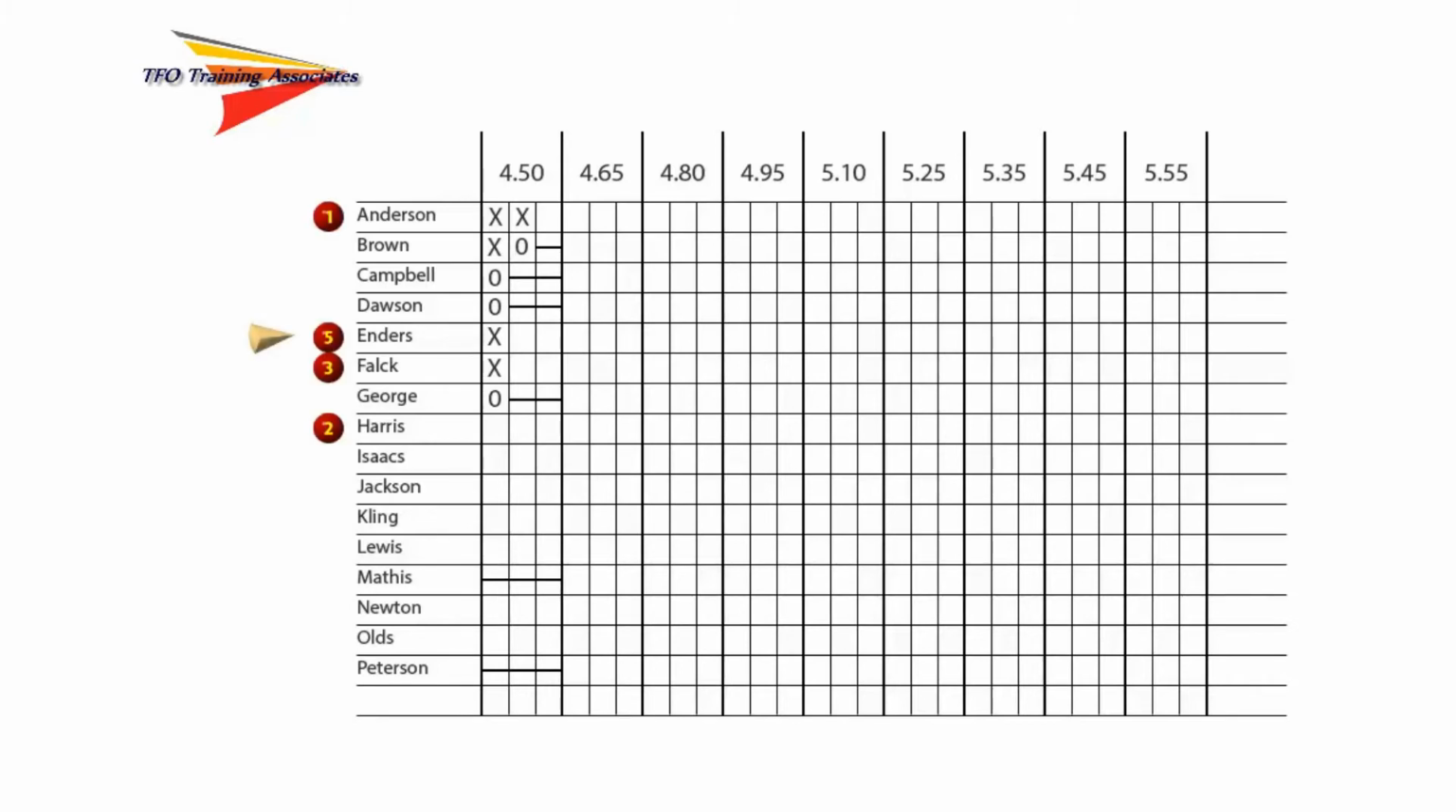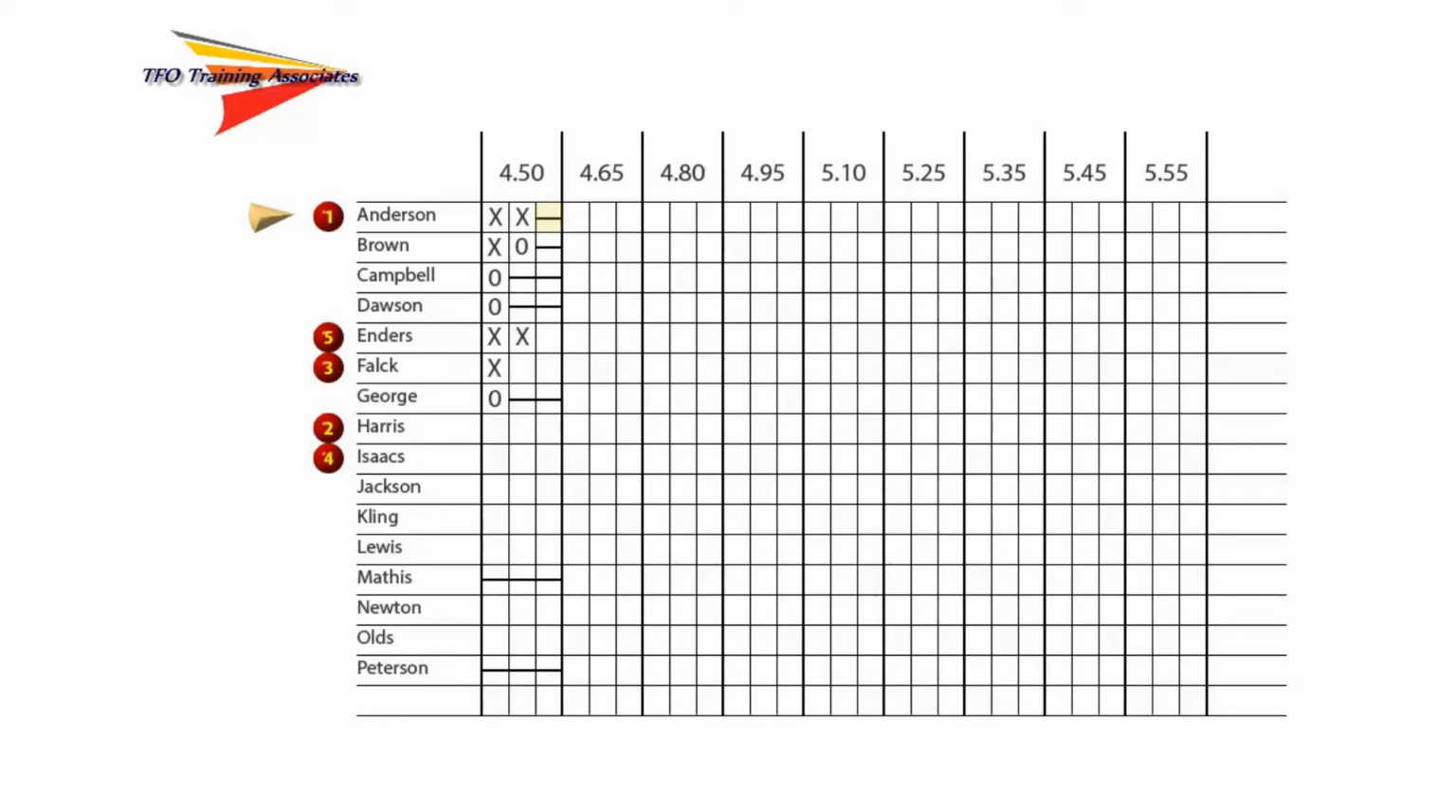Move the up indicator to number 5, Enders. Move the number 4 indicator to Isaacs and announce the order of jumping. Enders fails a second time. When Anderson is called up again, he indicates that he'll be passing his third attempt at this height.